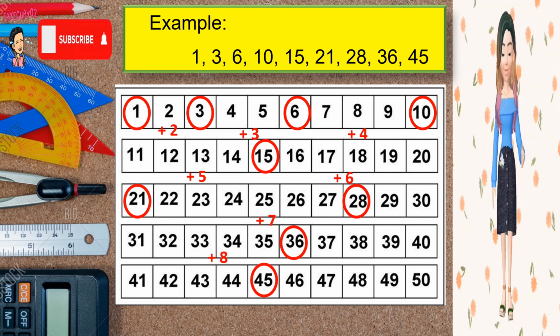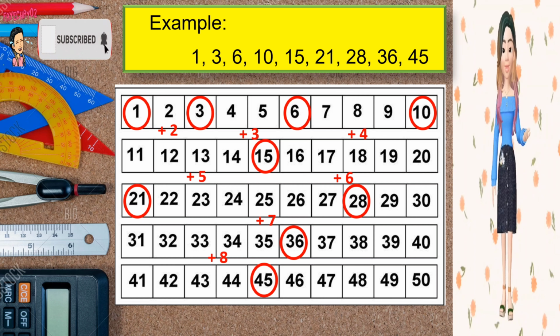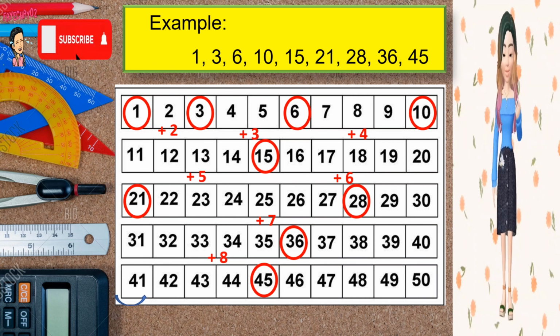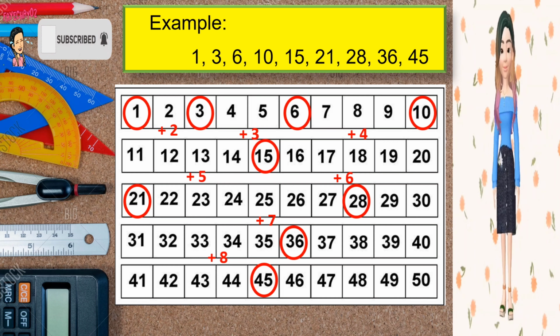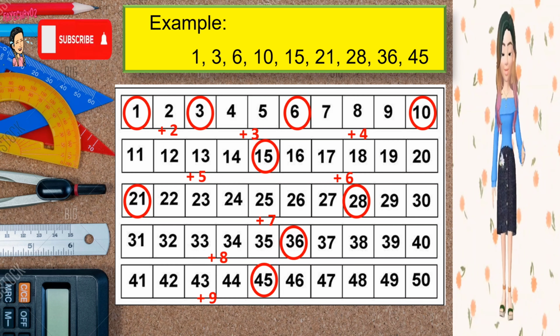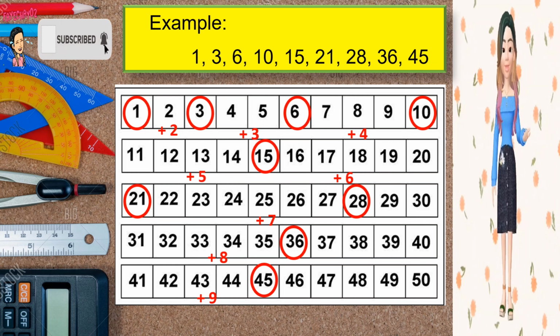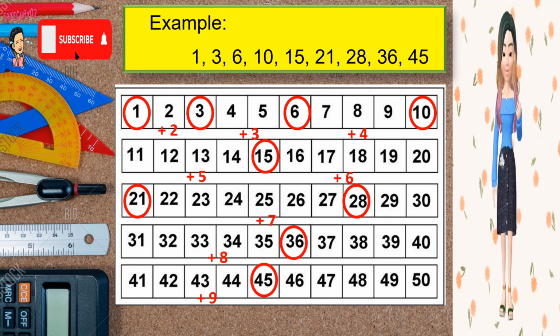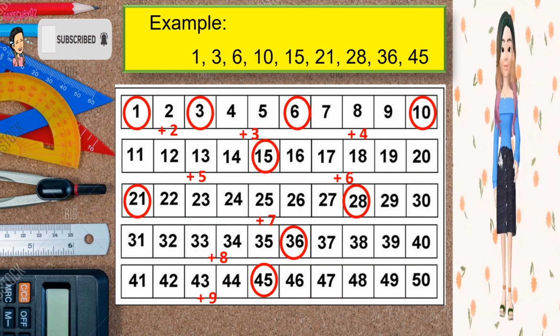Then, difference between the 9th term and the 8th term. We have 1, 2, 3, 4, 5, 6, 7, 8, 9. Okay. So, we have plus 9. So, ang pattern na ginamit ay plus 2, plus 3, plus 4, plus 5, plus 6, plus 7, plus 8, and plus 9.